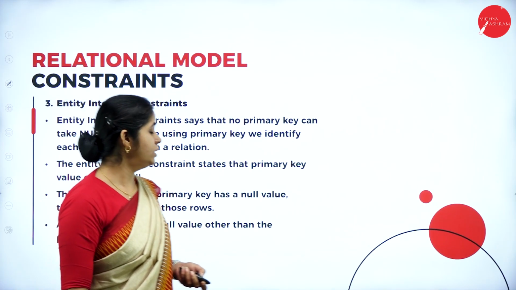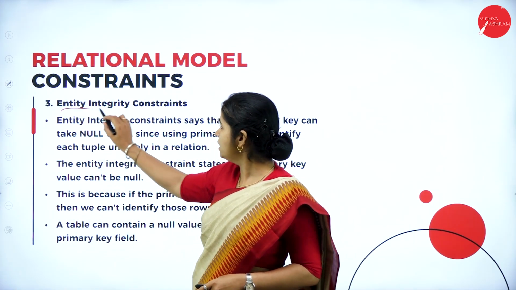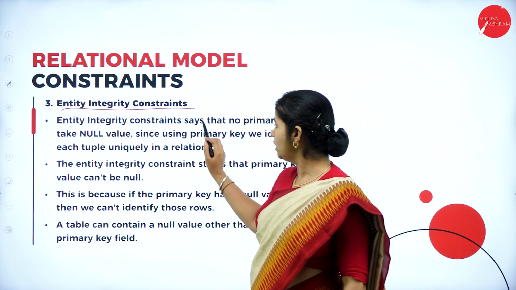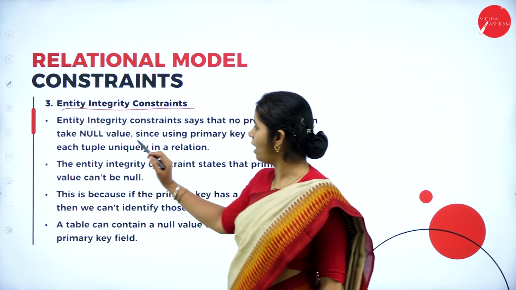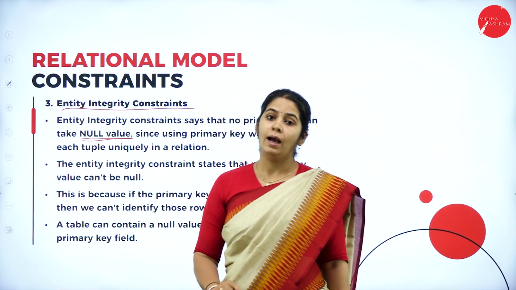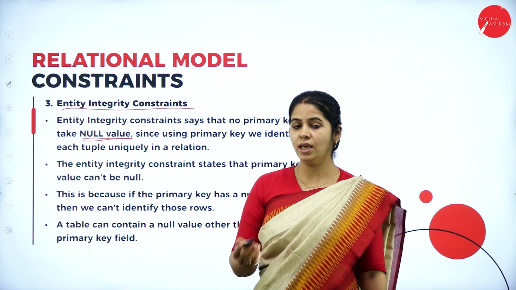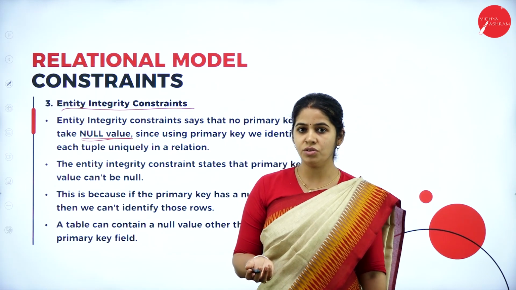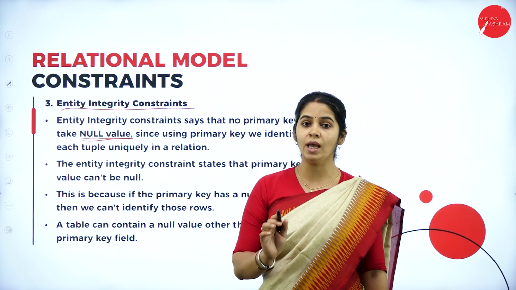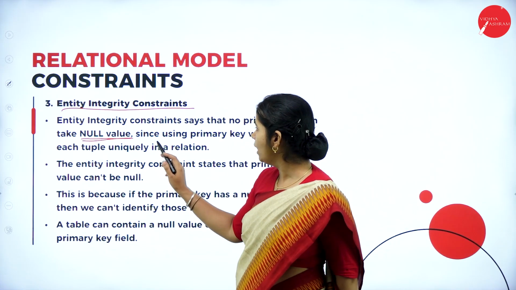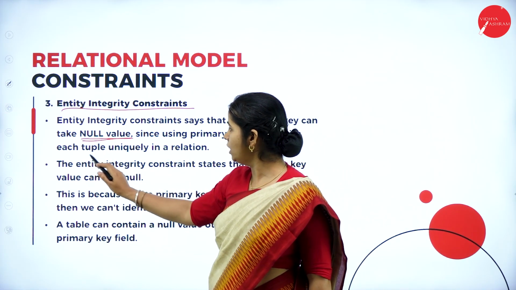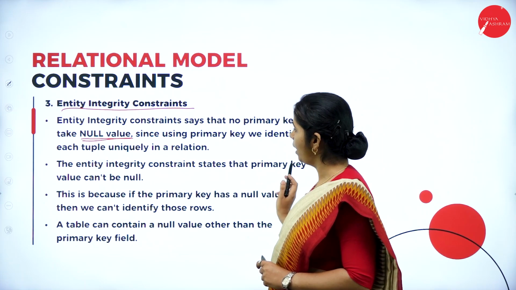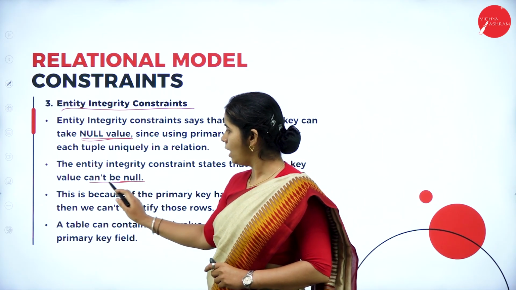Okay. Next type of constraint we have is entity integrity constraint. What is entity integrity constraint? Entity integrity constraint says that no primary key can have a null value. In key constraint, we are saying that primary key can have a null value, but it should be unique. In entity integrity constraint, we are saying primary key should be unique and it should not have a null value. Since using the primary key we identify each tuple uniquely in the relation, the entity integrity constraint states that the primary key value cannot be null.